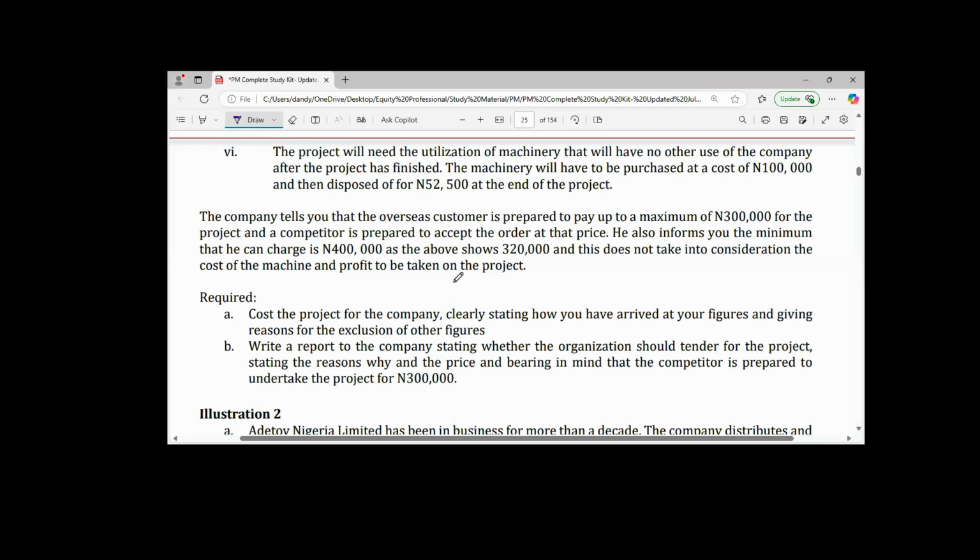Okay, please, you have to avoid that. Then number four, I mentioned the disposal value. The examiner may tell you in the question that the material will be disposed of at a cost. It is not a cost. You need to interpret it as a saving, okay? It is a saving and not a cost.